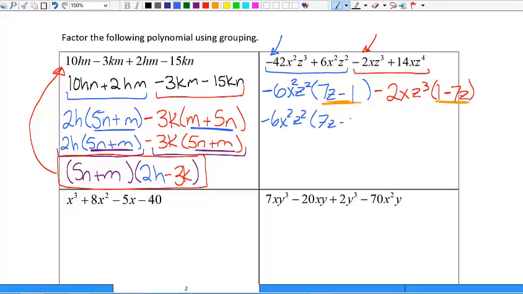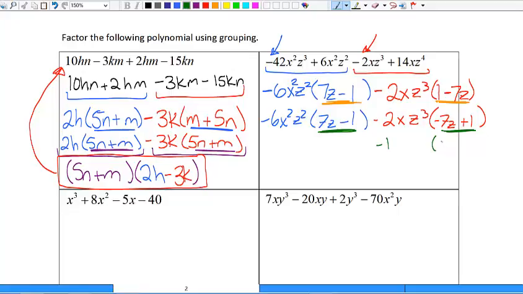I like to have the variable in front, so I'm going to keep the first one the same in the blue, but in the red, I'm going to rearrange to have the negative 7z in front and the positive 1 in back. Now, the two parentheses do not look the same. This one's positive 7z minus 1 and this is negative 7z plus 1. So what I can do is I can factor out a negative in the red group, which leaves me with negative 1.